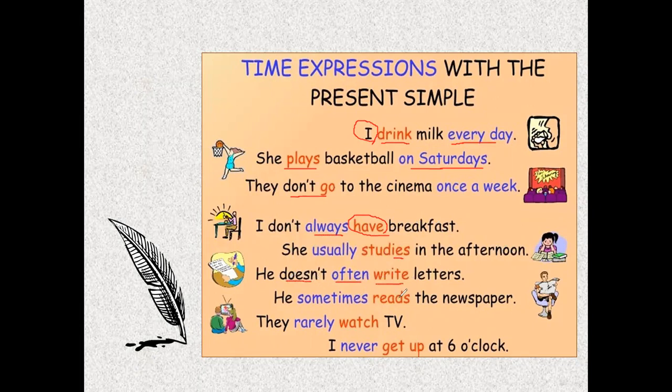He sometimes reads the newspaper. Where is the time expression? Excellent. Sometimes. Where is the verb? Reads. They rarely watch TV. Where is the time expression? Rarely. Where is the verb? Watch. I never get up at 6 o'clock. Never is the time expression and get up is the verb.